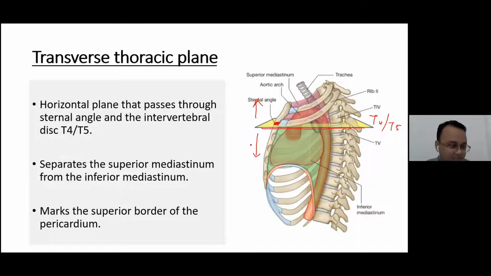We'll talk more about the mediastinum after this. Just at this point, this is the demarcation area, in which you have this plane that lies anteriorly at the sternal angle and posteriorly at the T4, T5 intervertebral disc. It marks the superior border of the pericardium as well, right? Up to that level, it marks the superior border of the pericardium.